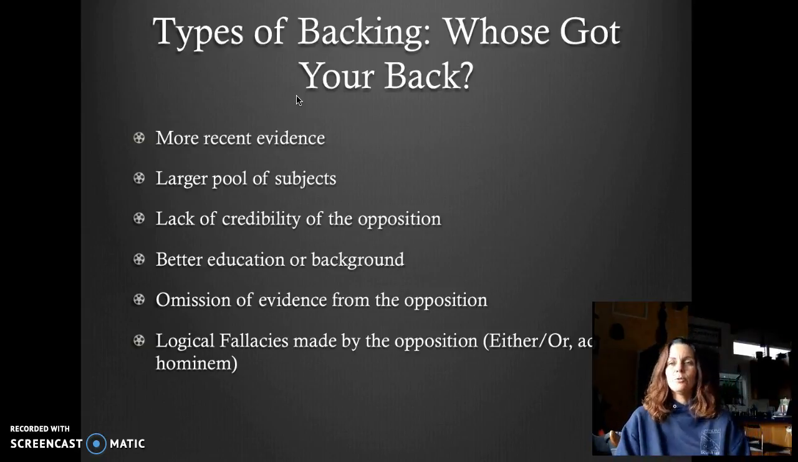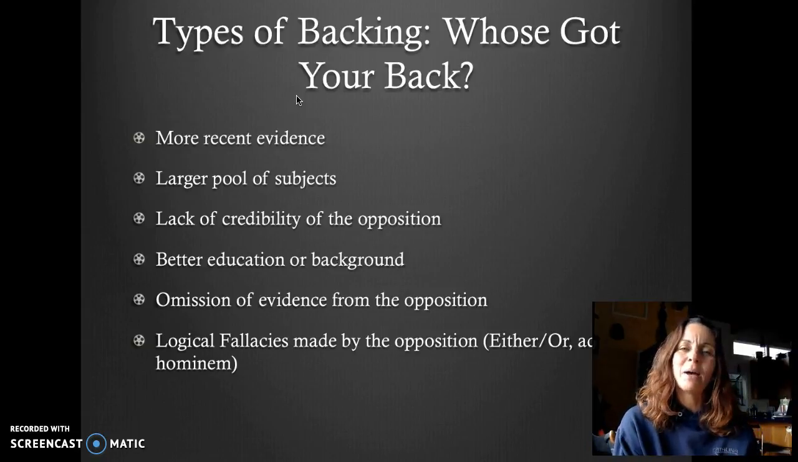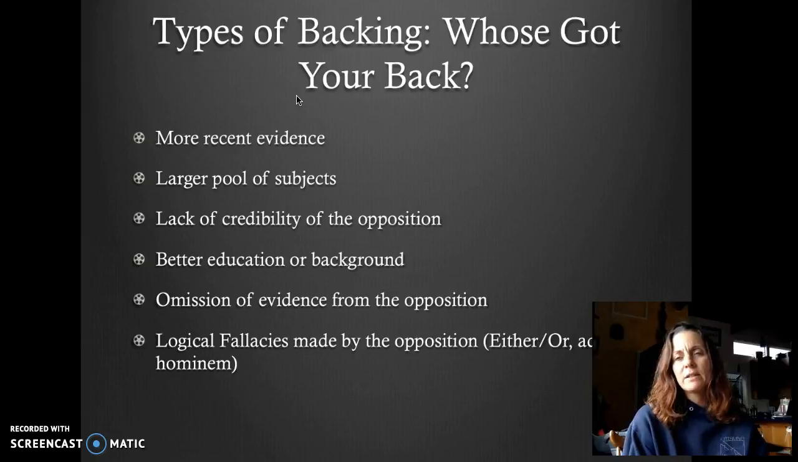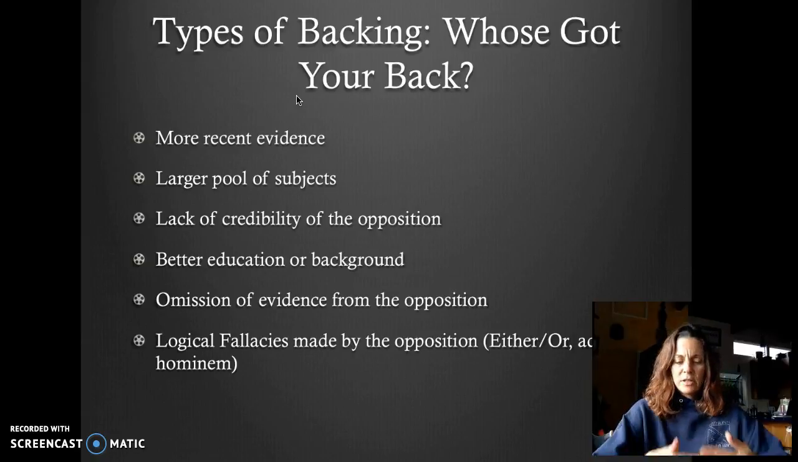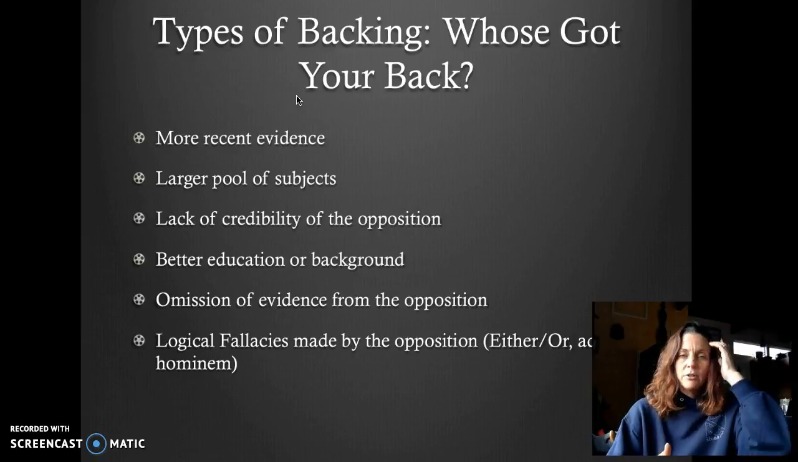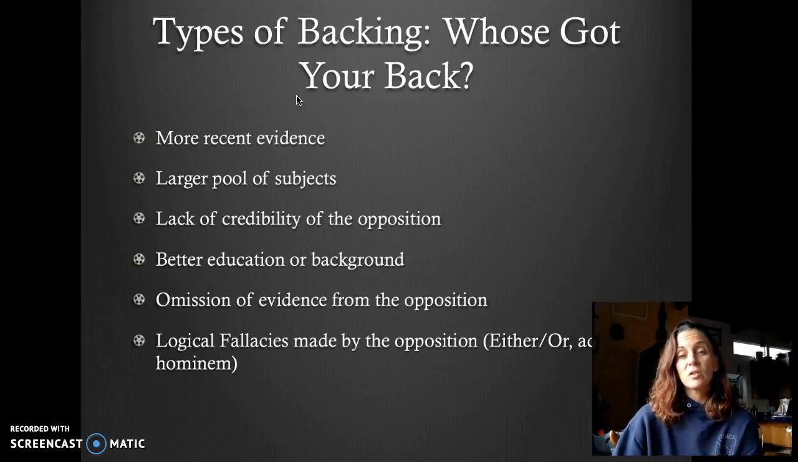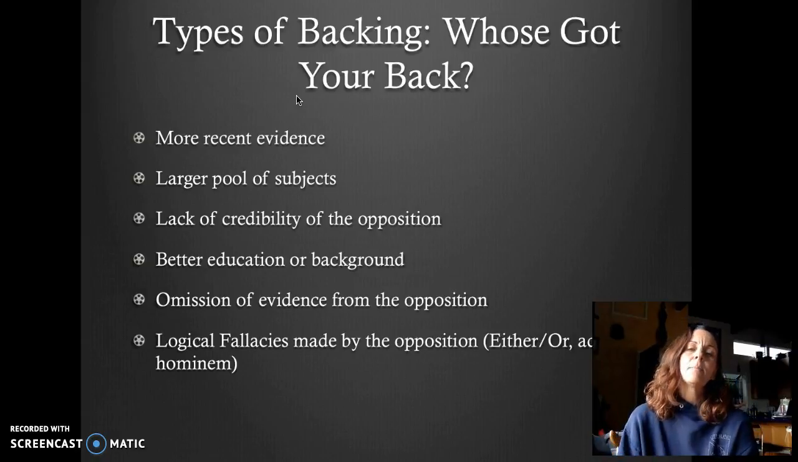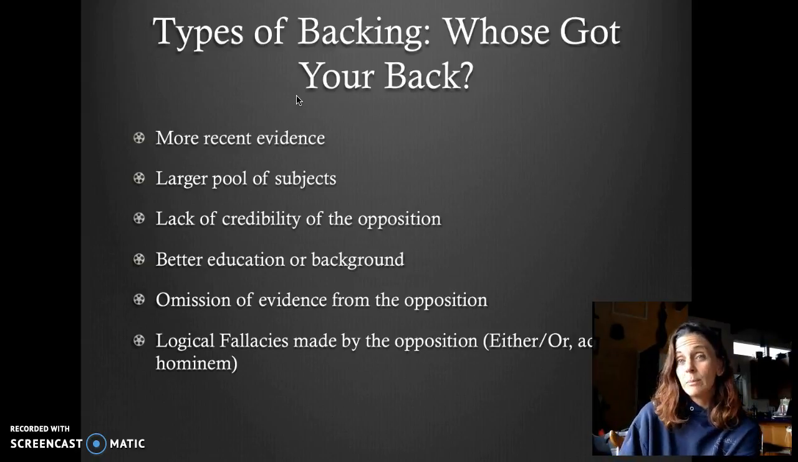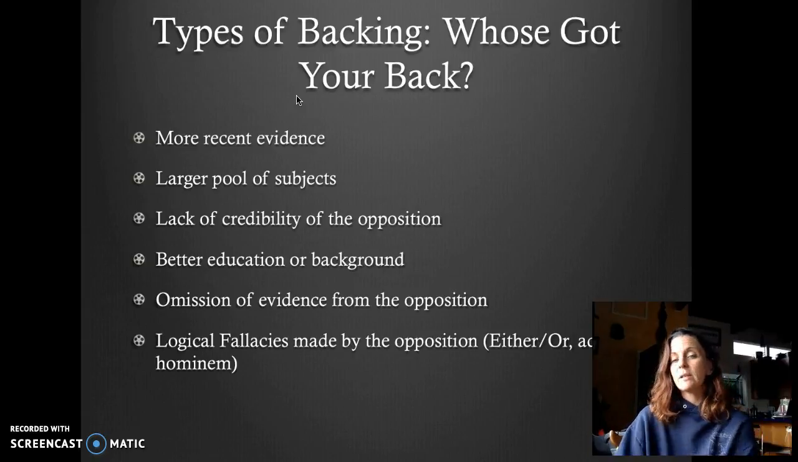Okay, so backing. Who's got your back? Types of backing. More recent evidence. So maybe there's a proposal out there or a claim, and you're saying, oh, but there's more recent evidence. Over here the backing's good because in this study there was a larger pool of subjects. Maybe the opposition has a lack of credibility. Maybe someone has a better education or background than someone else.